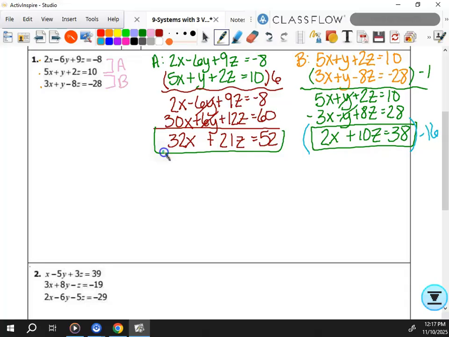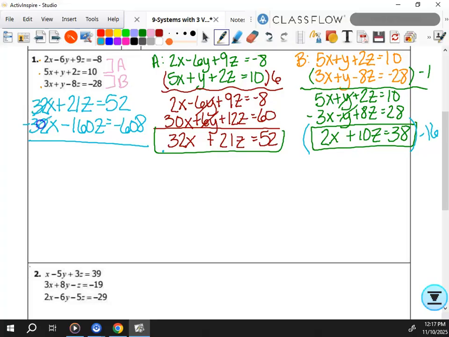So I'm going to rewrite this one. 32x plus 21z equals 52. Then that'll give me a negative 32x minus 160z equals, and then 38 times, that'll be negative 608. And you can use your calculator to help you manipulate the numbers, it's fine.